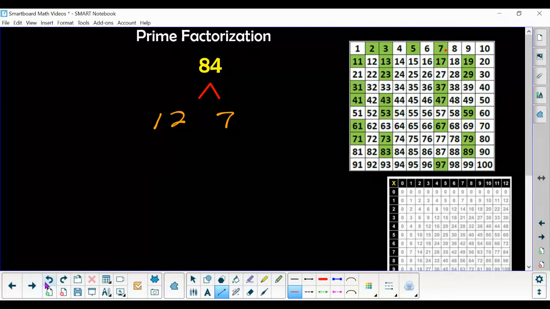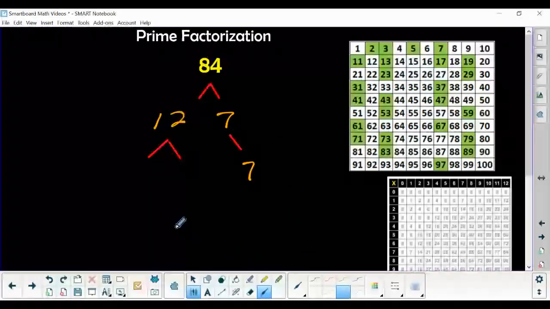Composite gets two branches, 1, 2. Prime gets 1. And if it's a prime number, what you do with that one branch is you just slide that same number down. There we go.